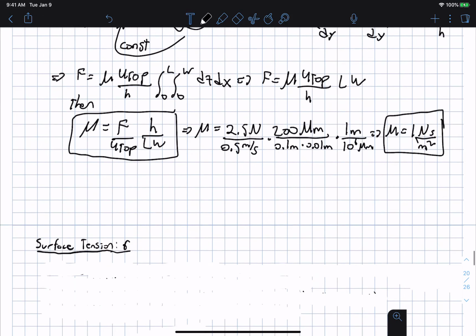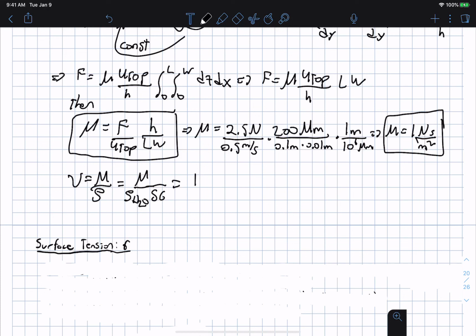Okay, and now for the kinematic viscosity, nu equals mu over rho. Well, remember that we're not given rho, we're given the specific gravity. So that equals mu over rho of water times the specific gravity of the fluid. Well, the density of water is just 1,000 kilograms per cubic meter. And now we know all the numbers, so we basically stick them in.